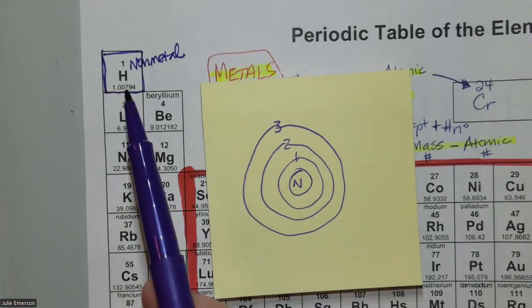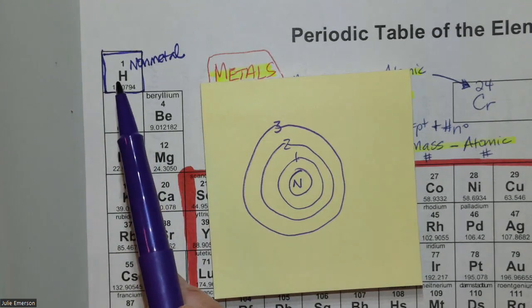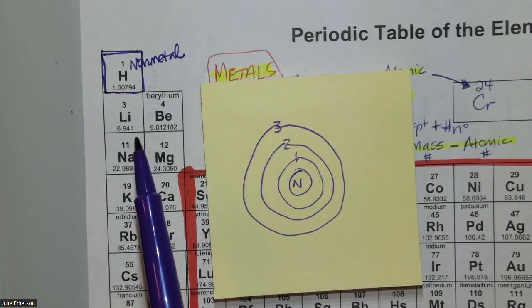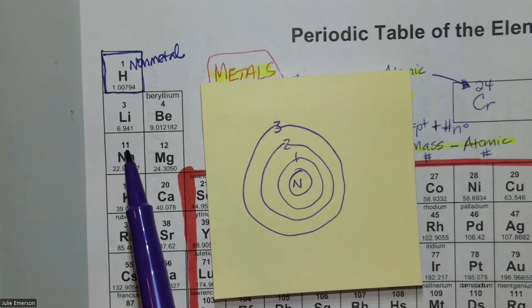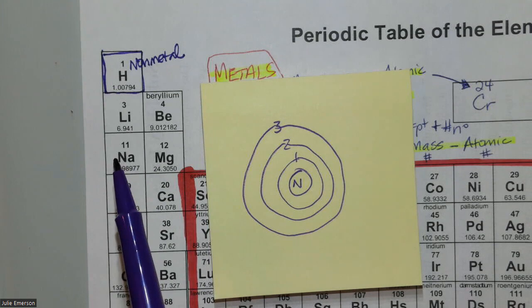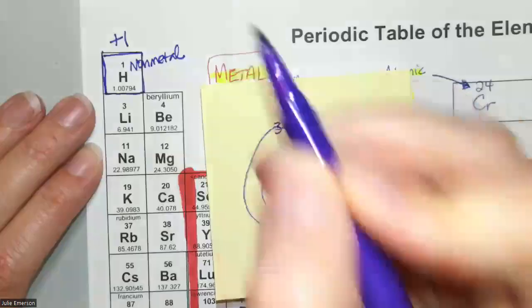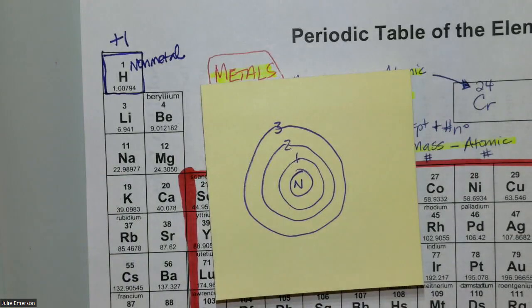But it turns out that all of those alkali metals and hydrogen in their outermost occupied shell, all of them have something in common, and that is they only have 1 electron in that outermost shell. So what they do is when they form an ion, they lose that 1 valence electron.